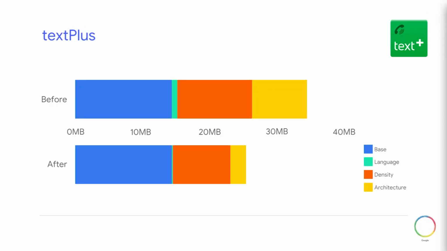Text Plus were not publishing with multiple APKs in the past, but they still achieve 26% savings across all dimensions with the app bundle. Jamo's app is half of its original size, and this is because they have a large native library and supported multiple architectures in a single APK.